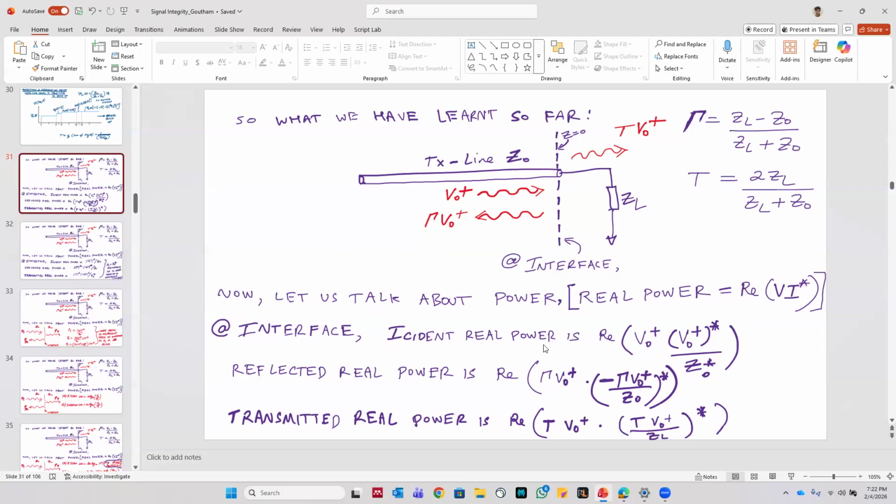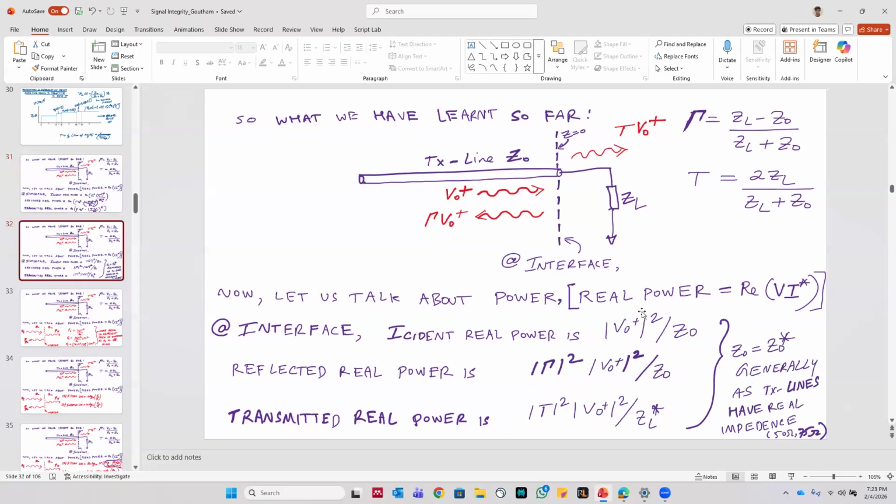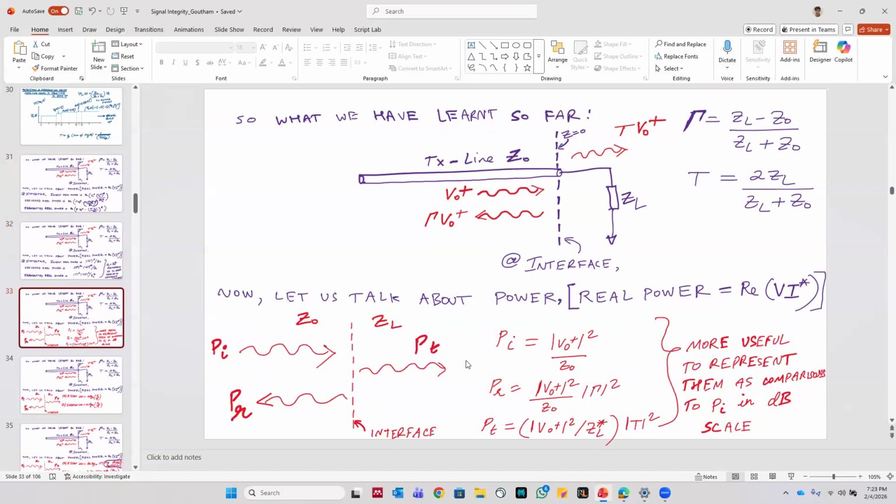So if you look at the incident real power, that's going to be the incident voltage wave times the incident current complex conjugate, right? And similarly, you can calculate the real power of the reflected wave and transmitted wave, right? And then you get expressions like this. What it is telling you is that, let's say Pi is the incident power, PR is the reflected power, PT is the transmitted power, right? So you have expressions for those.